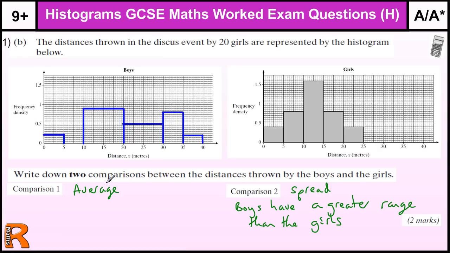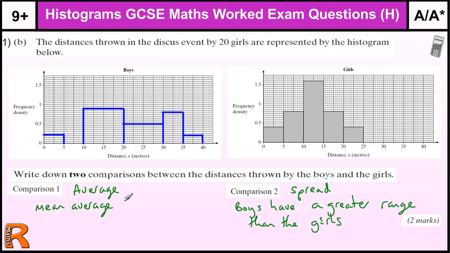For the average, all we need to do is to say which one has a higher average. Now we have to decide what average we're going to use. We could use the mean average or the median. In this case it doesn't actually matter because the average for the boys is going to be in the middle here somewhere above 20, and the girls is down here clearly in between 10 and 15. So I'm going to use the mean average. We don't have to do any calculations here, we just have to say which one's bigger.